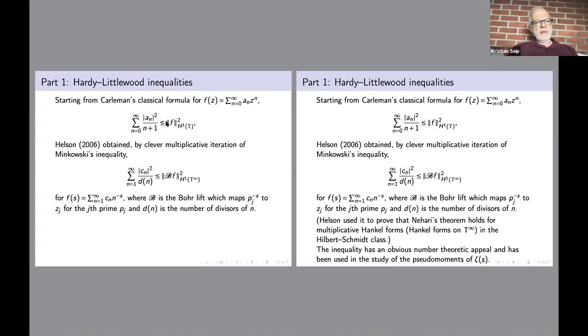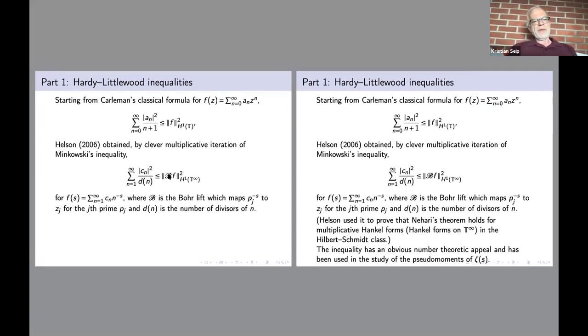And what Helson did with this inequality was to lift it to an infinite dimensional inequality. He made a clever multiplicative iteration of Minkowski's inequality, and got from one dimension to infinite dimension. Now, on the right-hand side, you still have an H^1 norm.